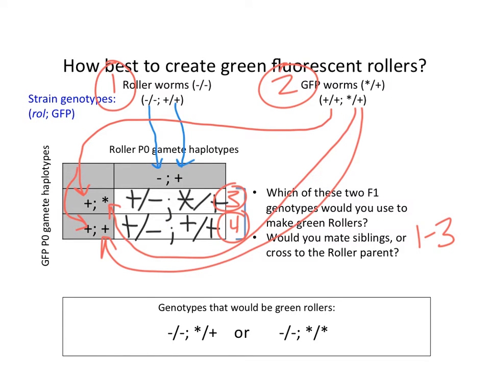Which one do we absolutely not want to use? Worm 2, which has no minus alleles at all. So it's got no possibility. If you set up any cross with worm 2, there's no chance that its kids will be rollers, because they're guaranteed to get at least 1 wild type allele from that parent number 2.